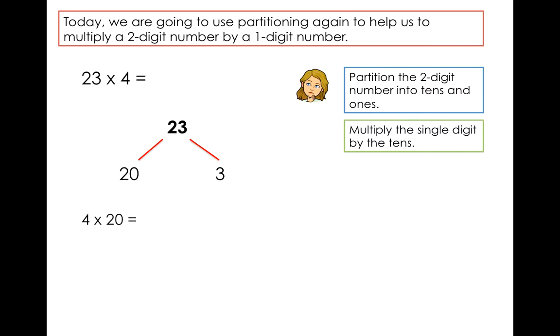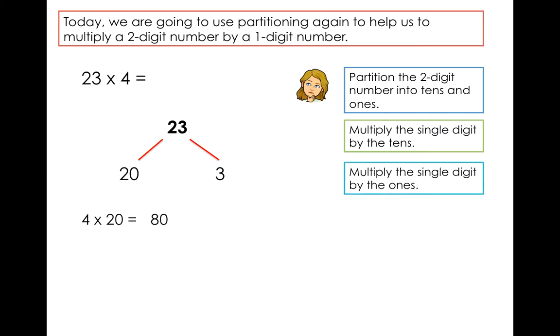How do we do that? That's right, we do 4 times 2 first of all, and we know that that is 8. And then because 20 is 10 times bigger than 2, we times our answer 8 by 10 to give us 80. Okay? The next step that we do is to multiply the single digit 4 by the ones, which is 3. So we do 4 times 3, which gives us 12. Or we could say 3 times 4. We would get the same answer, wouldn't we?